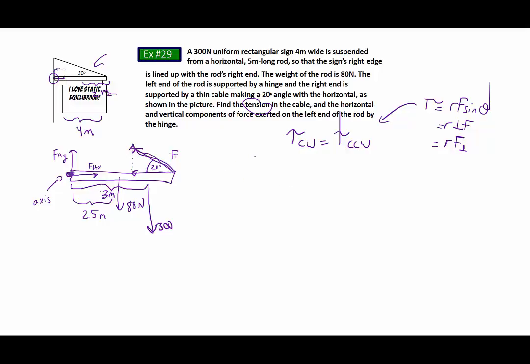So clockwise, we have the 80 newton force, and it's right at the center of the rod, and so that's going to be at 2.5 meters. And then I've got that plus that 300 newton torque from the sign, and it's essentially acting out at 3 meters from my hinge. And then counterclockwise, I have just the tension, but only the y component of the tension. So I'm going to call this FTY, and that y component of tension is acting out at the very edge of the rod, and that's going to be at 5 meters.